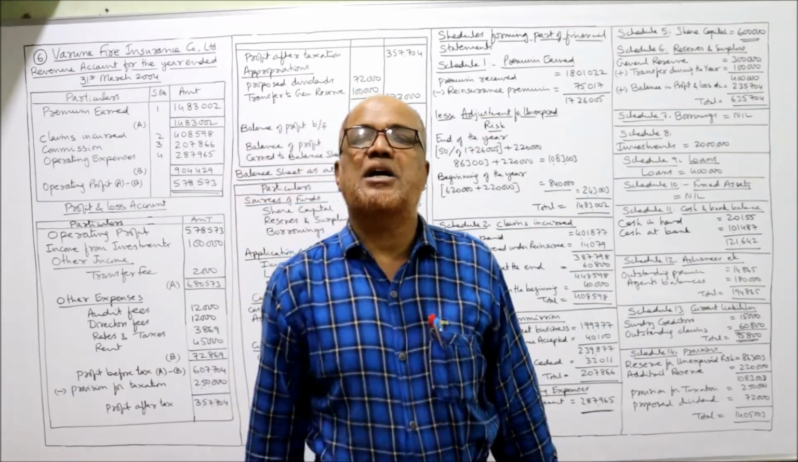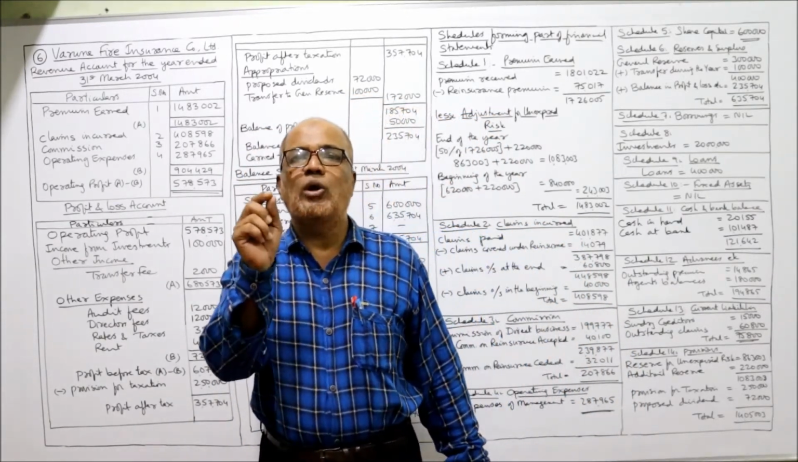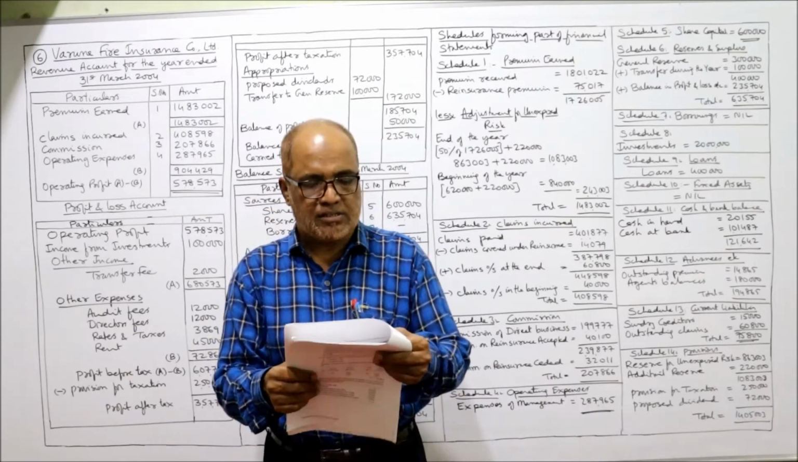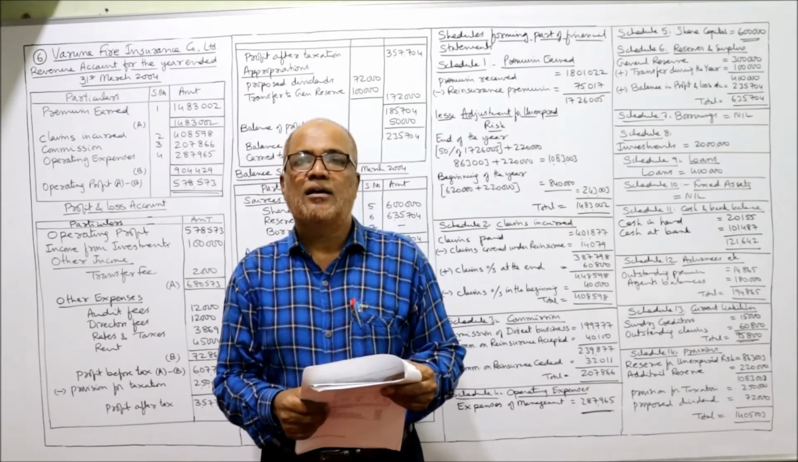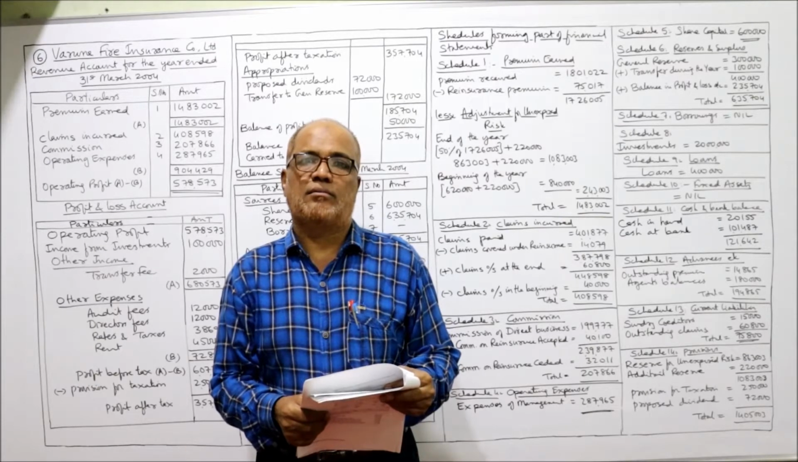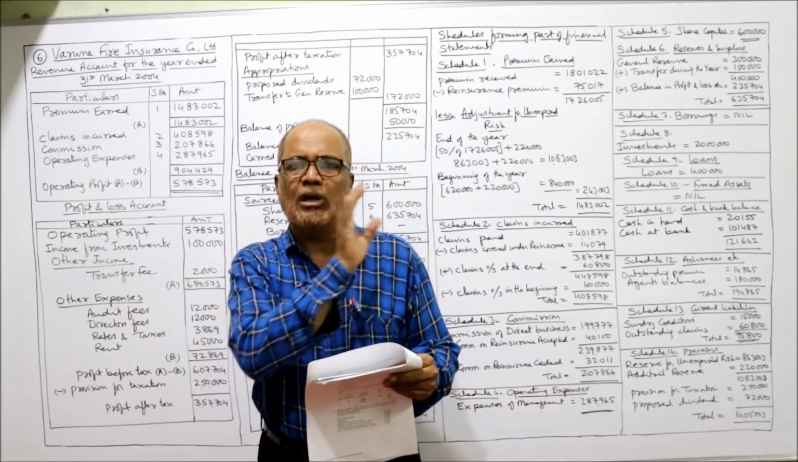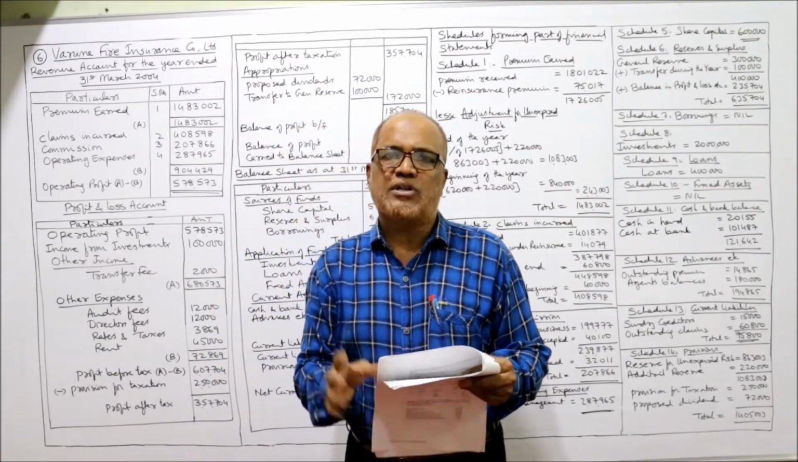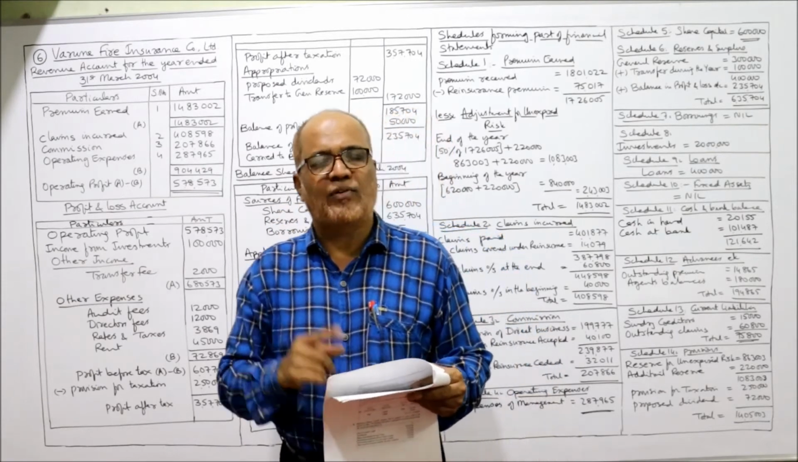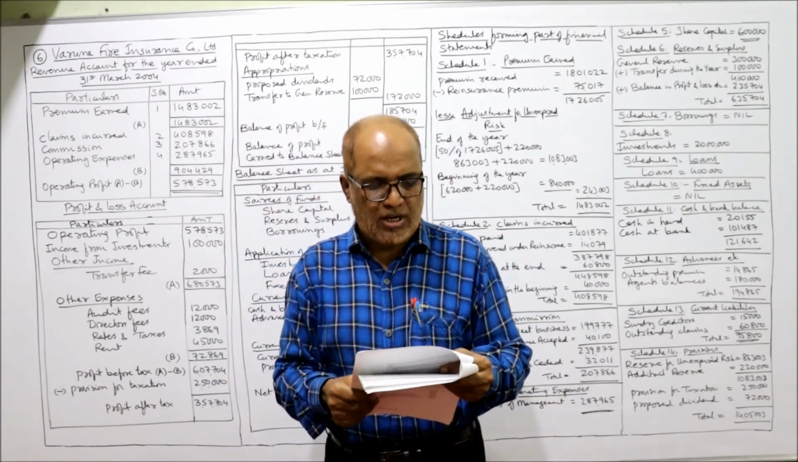Next comes sundry creditors, schedule number 13, current liabilities. Cash in hand, schedule number 11. Only once it will come, schedule number 11, balance sheet. Share capital, schedule number 5, only once in the balance sheet.